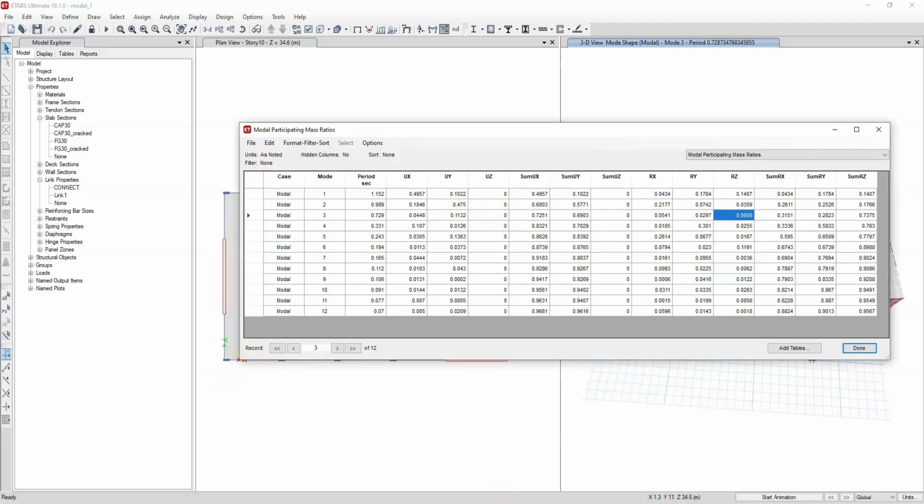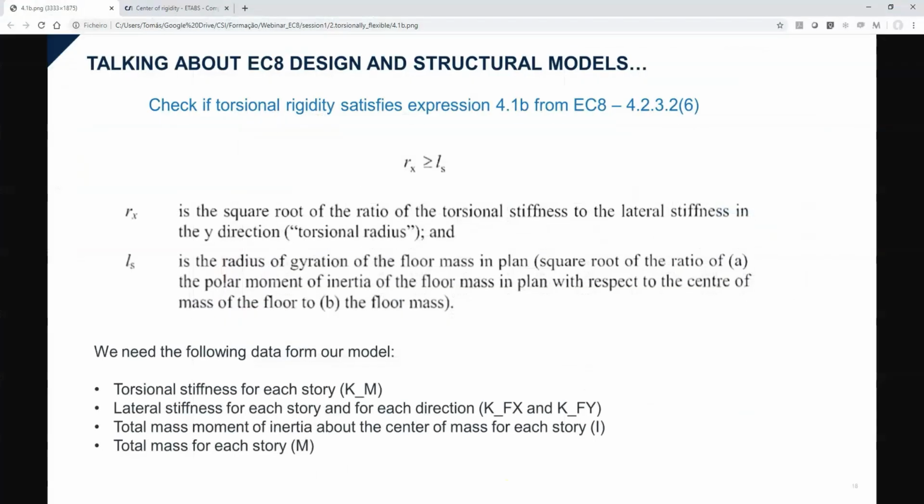And how are we going to do it? Let's look at a very simple slide. We have to check if a stiffness satisfies expression 4.1b of Eurocode 8 by comparing two parameters, Rx and Ls. The parameter Rx is basically the square root of the ratio between two important things, torsional stiffness and lateral stiffness. This is done for each floor and each direction independently.